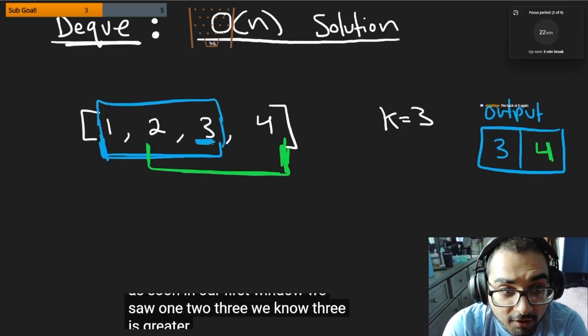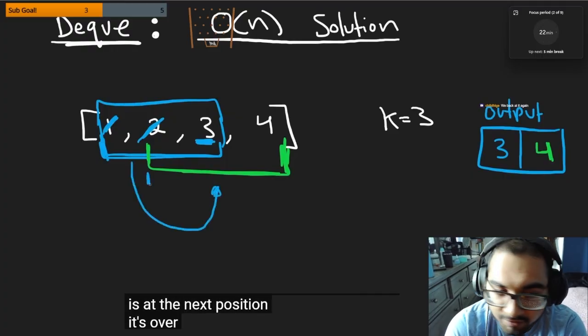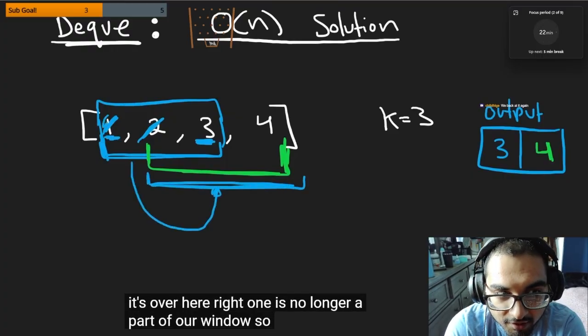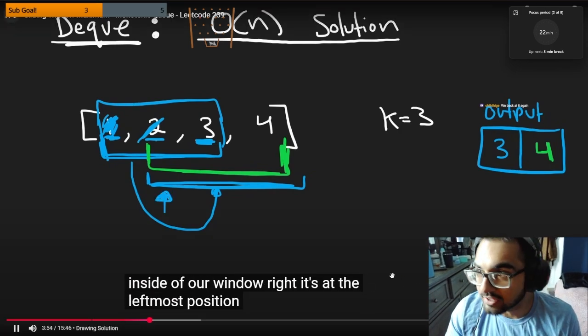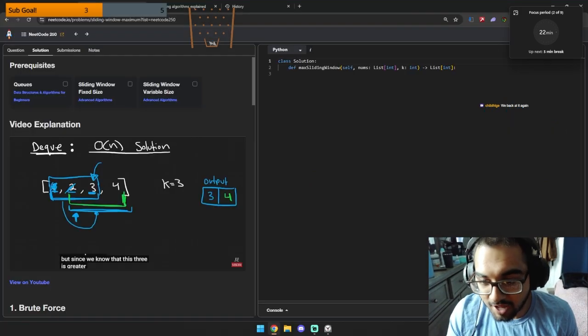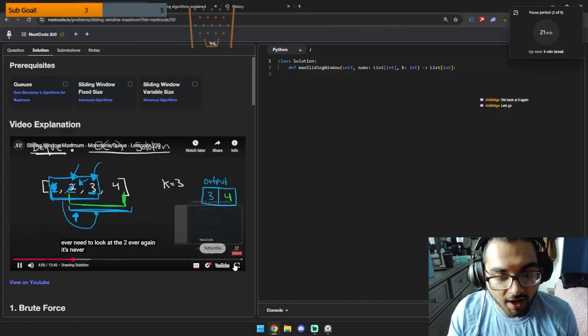Notice the work that we just did. Since we know 3 is greater, we basically eliminate 2 and 1. 1 is no longer part of our window, so we don't need to worry about 1. What about 2? Well, 2 is inside of our window, right? But since we know that 3 is greater than 2 anyway, why would we ever need to look at the 2 ever again? It's never going to be the maximum.